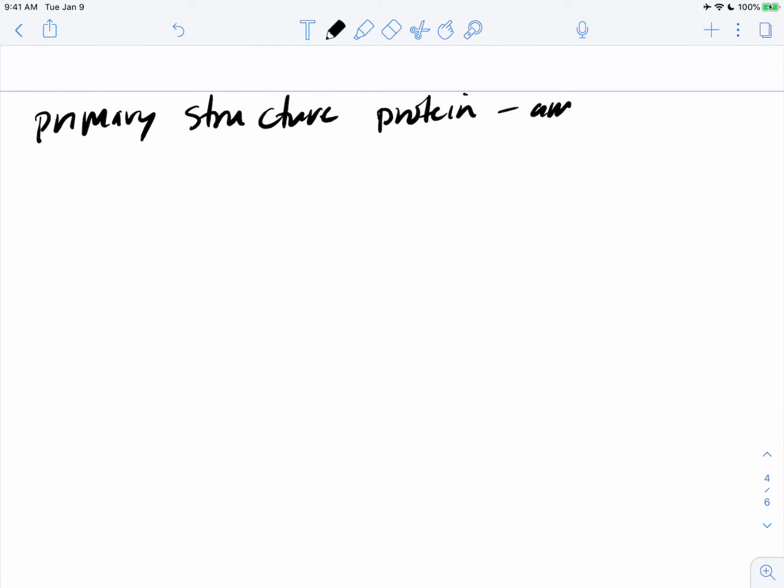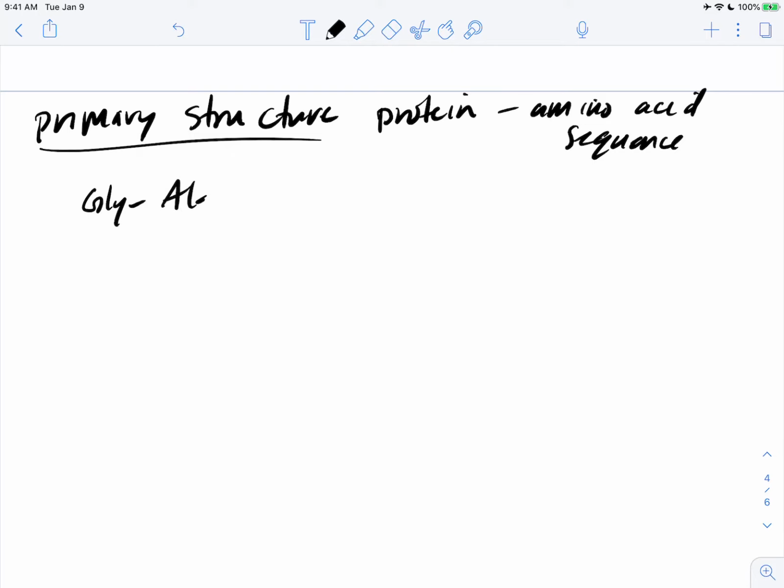So we were just looking at the primary structure of proteins, and that's going to be their amino acid sequence. So if we're looking, what's the primary structure? You can go through and say, oh, it's glycine, alanine, phenylalanine, serine, dot, dot, dot.